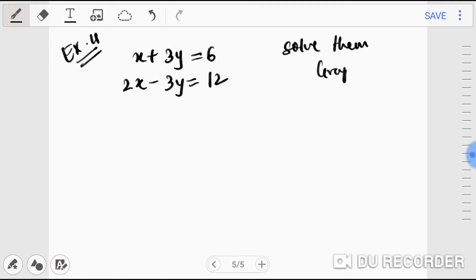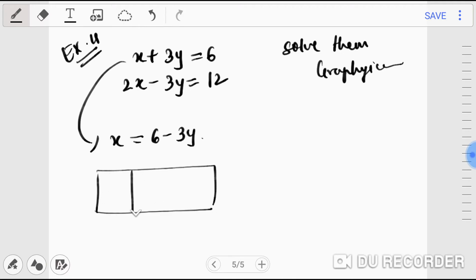That means you have to make this equation first. X is equal to 6 minus 3y. So I took my x as a subject. You will put in values. Minimum two values you can put if you want. If I am putting my y as 0, I'll get x as 6. And if I am putting my y as 2, I'll get x as 0.